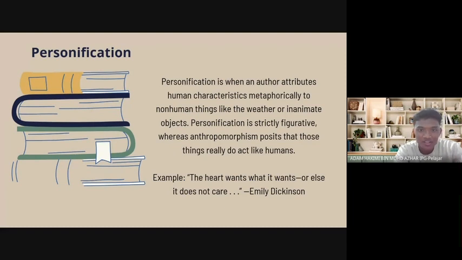Personification. It is when an author attributes human characteristics metaphorically to non-human things. So from that we do understand that we are relating the living condition of well-being to unliving things. Let's say one of the examples: the heart wants what it wants or else it does not care. I think the usage by Emily Dickinson here is very deep and profound. I'm having a very hard time trying to understand this, but what I can say is that the heart is one of the main components inside a human to live. So without a heart, you cannot live.